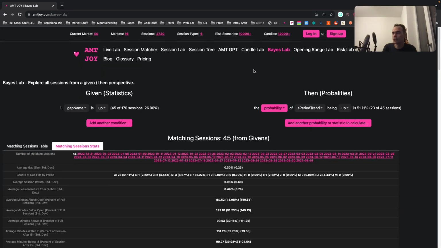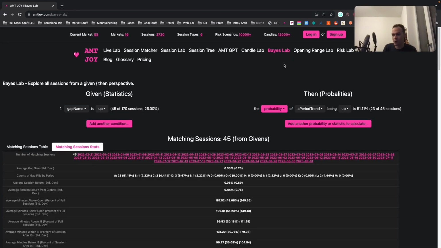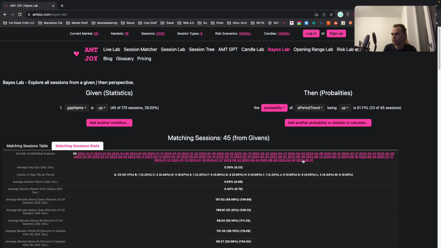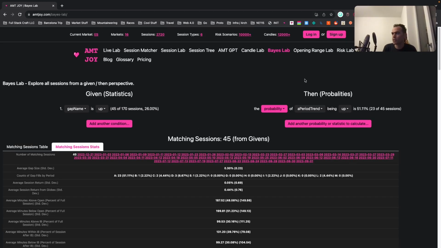And really, I know I have, you can spend hours playing around with scenarios and probabilities, and also looking then at each of the sessions in detail. And that's of course what the site's all about, right? It's the joy of the auction, AMT JOY. So I invite you to play around with the Bayes Lab. I think it's a super powerful tool.